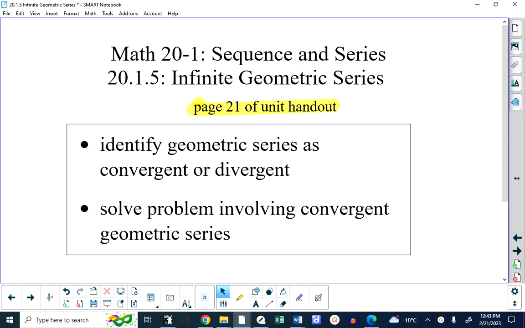And also, not just to be able to know the difference, but to be able to look at a series and say, that one's divergent, that one's convergent. So you need to understand the general idea of what that means, and you need to be able to specifically apply it to situations. And then we're going to be solving problems involving convergent geometric series. We can't solve problems involving divergent, because the problems are not solvable. And we'll see why in a little bit.